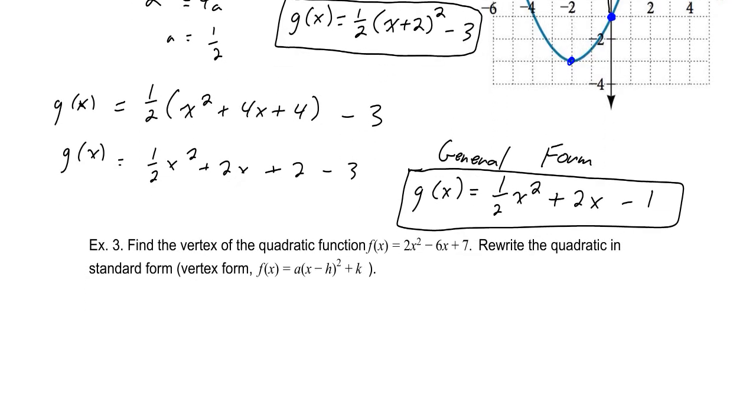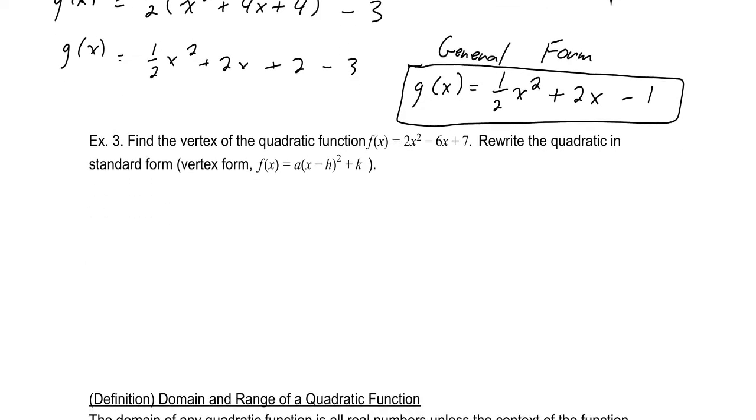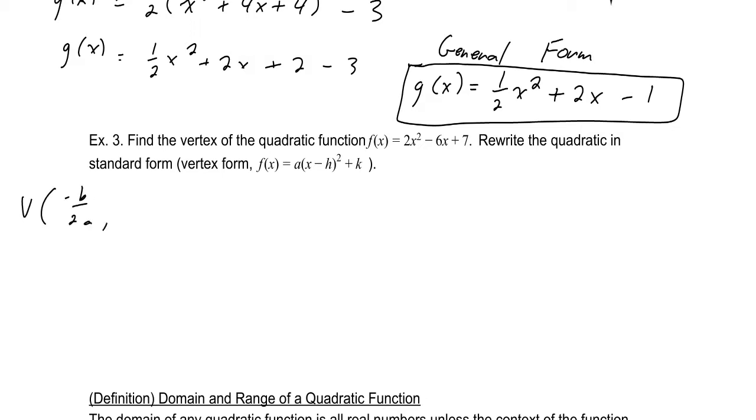Now this next question is going in reverse. It says to find the vertex, and then we want to write this in vertex form, a times x minus h squared plus k. However, we are not given a graph. So what we need to do is appeal to those formulas we had earlier. Our vertex is negative b over 2a, comma, f of negative b over 2a. That's how we find our vertex.